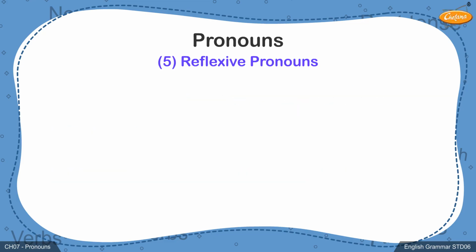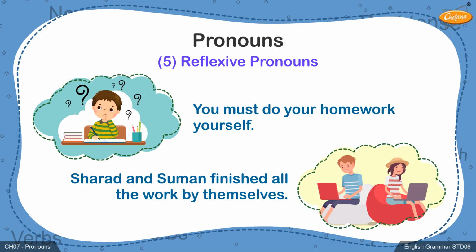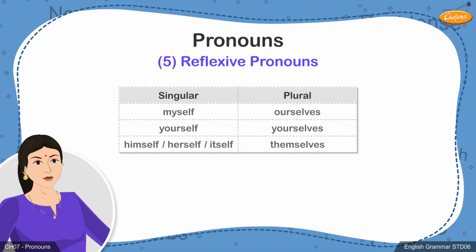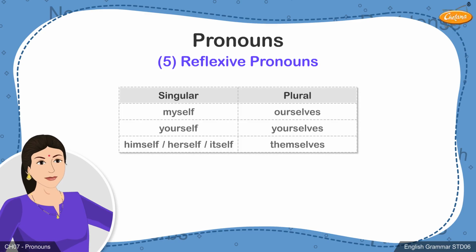For example, in these sentences: you must do your homework yourself. Sharad and Suman finished all the work by themselves. The word yourself has been used to show that the person should do the work on his own. In the second sentence, the word themselves refers to Sharad and Suman who have completed the work. All the pronouns given in this table are reflexive pronouns.